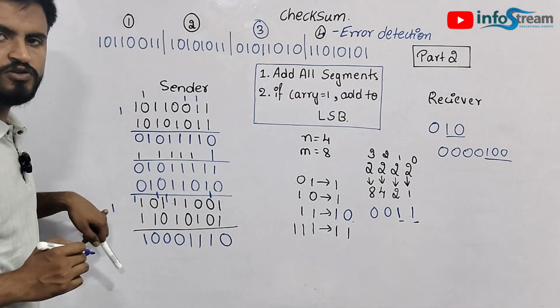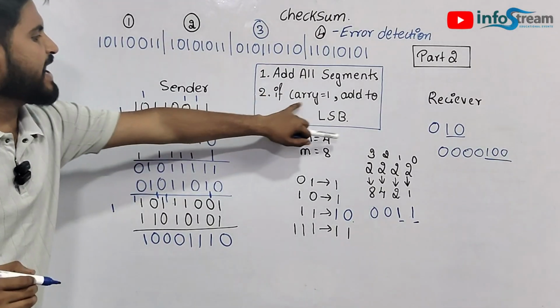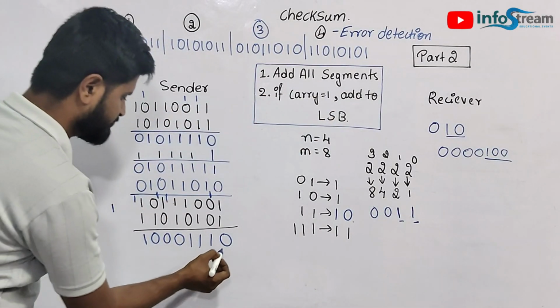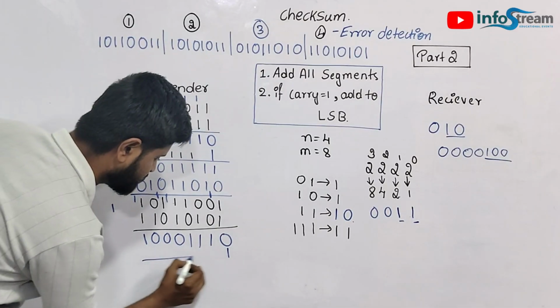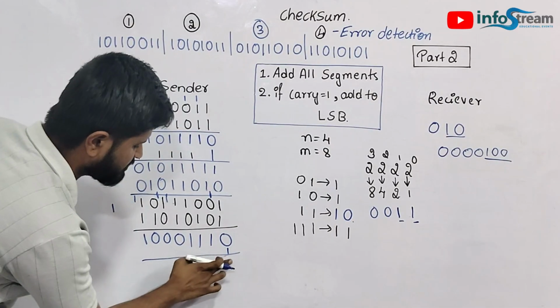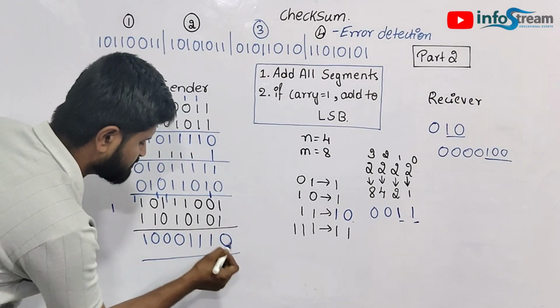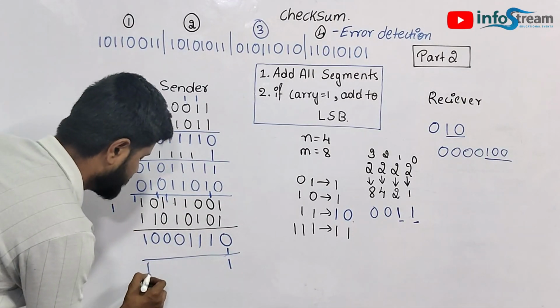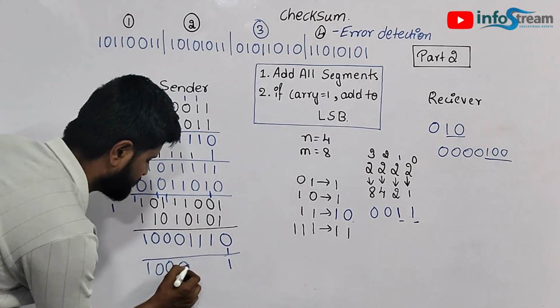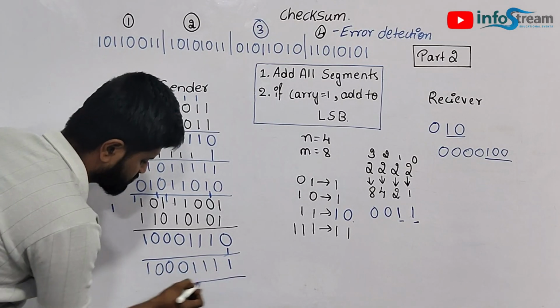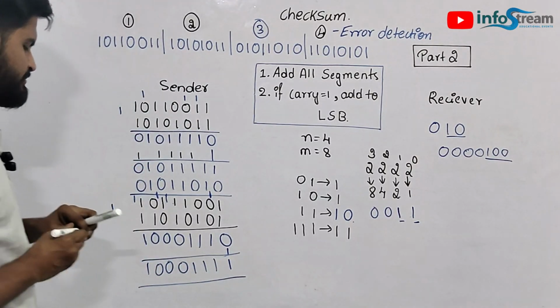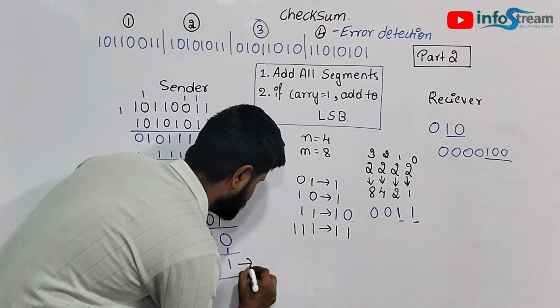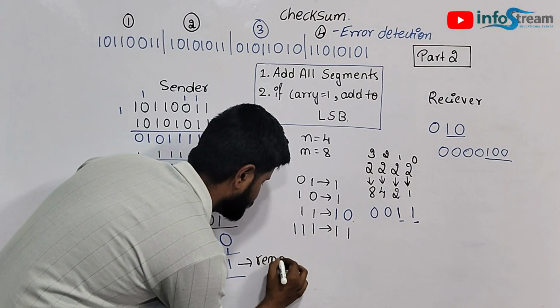When you are left with 1 as the carry, you will be adding it to the least significant bit. So I will add it to the least significant bit. So what will be the value? 0 plus 1 will be 1. No carry has been forwarded to the next step. So what we will be doing? We will be just copying the elements from the previous step. So now you got the remainder. So we will be calling this the remainder.